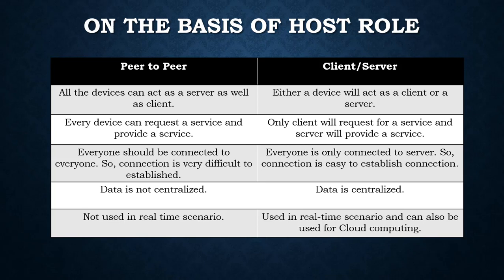But in the server also data can be lost, but there are redundant servers we fix in an organization. Everyone has the same data. If one server fails, another will give you the data. So this is very good, right? After that, peer-to-peer is not used in real-time scenarios, but client-server is what we use in real-time scenarios, and cloud computing is one of them, right? One kind of client-server.